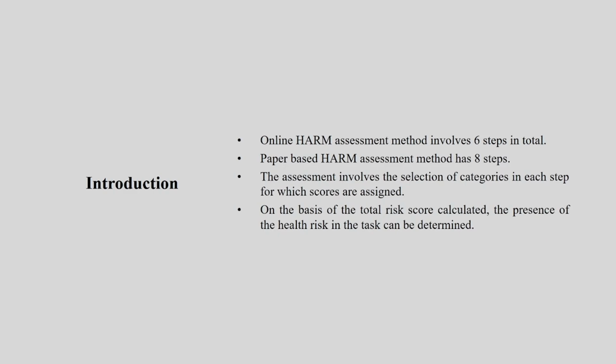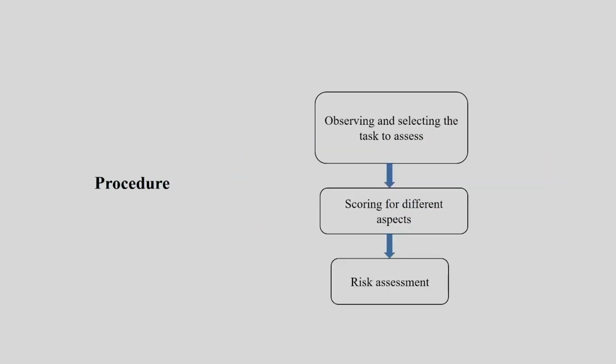On the basis of the total score calculated, the presence of health risk in the task can be determined. So, based on the final score, you will get the final interpretation, and only then can you understand where the intervention program can start. So, let us understand the detailed procedures. This is the outline of the procedure.